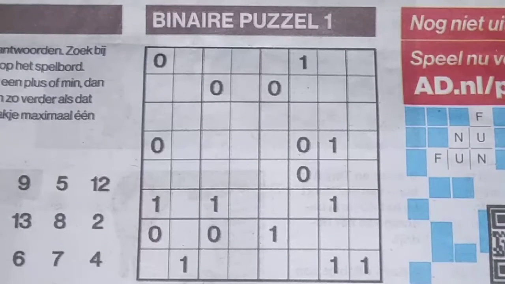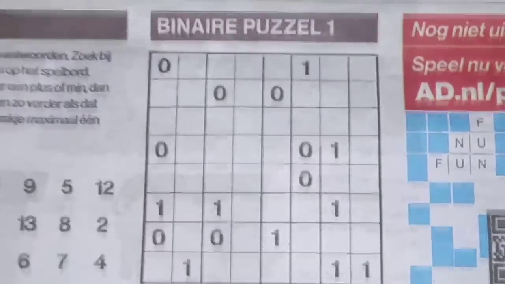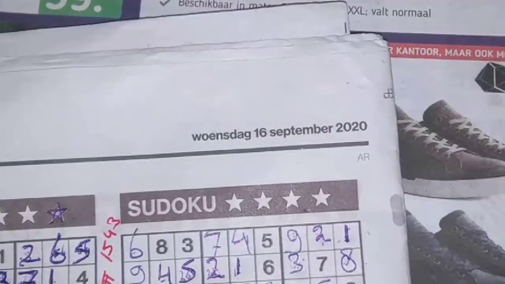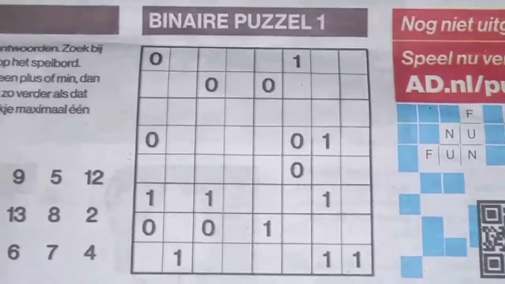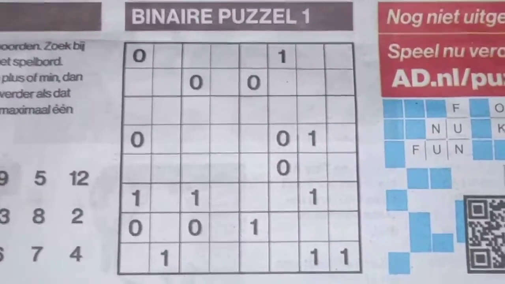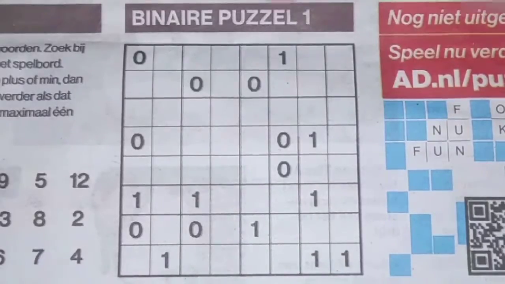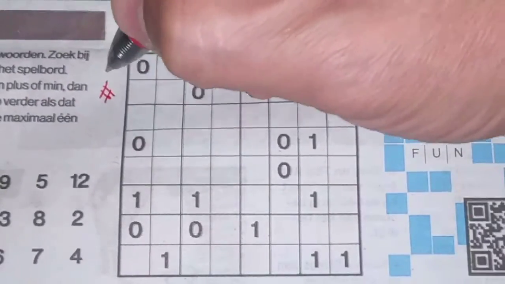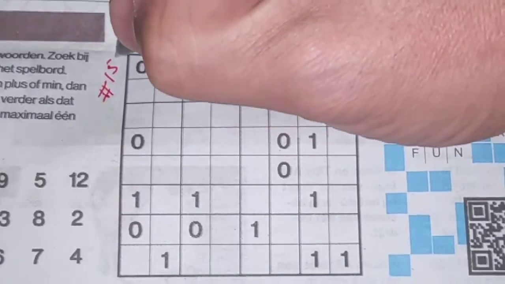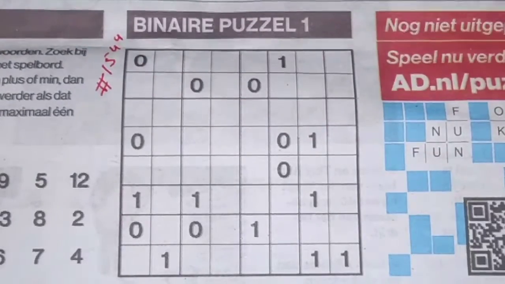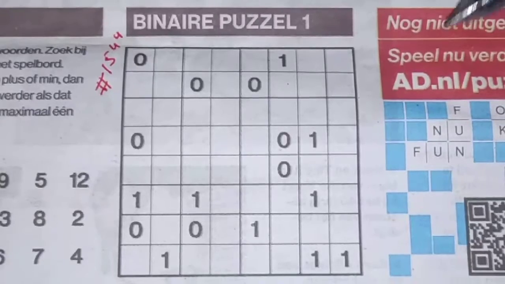Welcome back with the fifth puzzle in this edition of today's newspaper on Wednesday, September the 16th, 2020. In this edition we have two binaries. The first one is this one, and this will be number 1544.